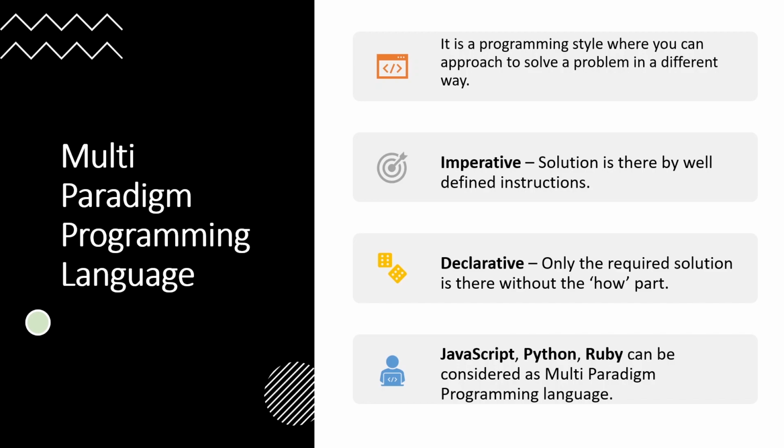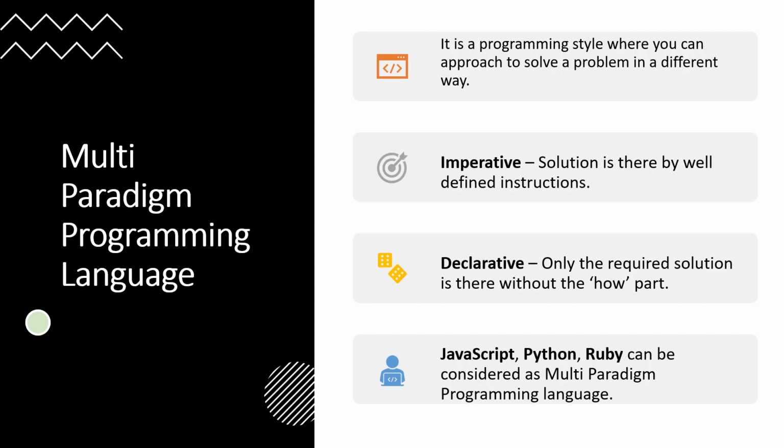Like I said, you will learn about all those programming steps. Now, imperative simply means where the solution is defined and well instructed, step by step. An example would be a procedural programming language. Also, object-oriented programming can be considered imperative. Now, declarative, what is that?